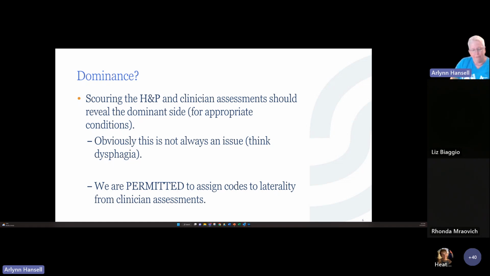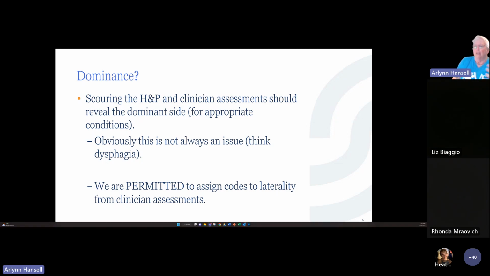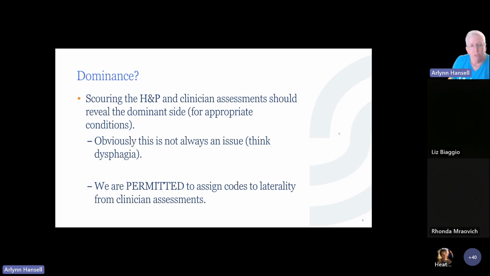But read them. If you cannot find it in the actual H&P, or you see a side, just verify. Look through the narratives and the evaluations from the therapies or anyone else in there and see if you can find that dominance specifically called out, so you're not coding the incorrect side. And of course, dominance is not always an issue. It is when we're talking monoplegia or hemiplegias, but not all stroke conditions have dominance issues, like dysphagia. You have a problem swallowing, which has nothing to do with right side or left side. And of course, per the coding guidelines, we are permitted to assign codes for laterality from clinician assessments.